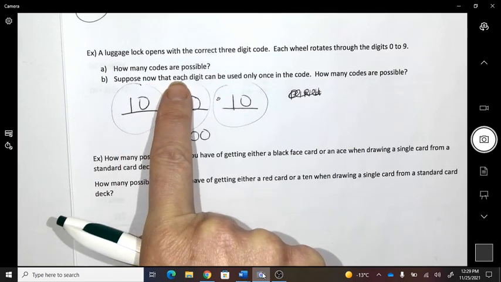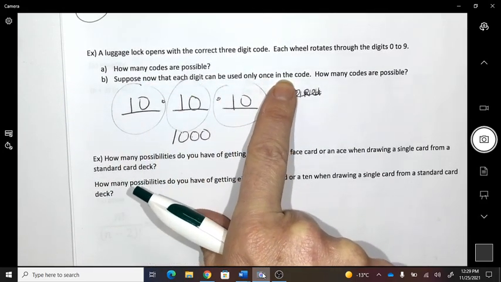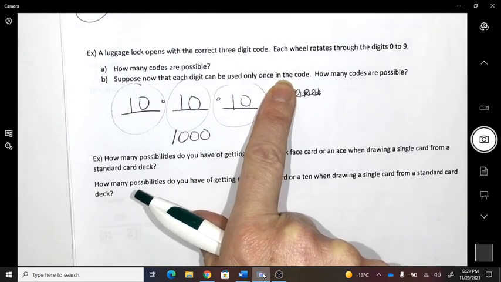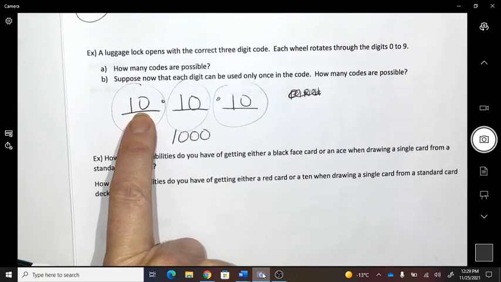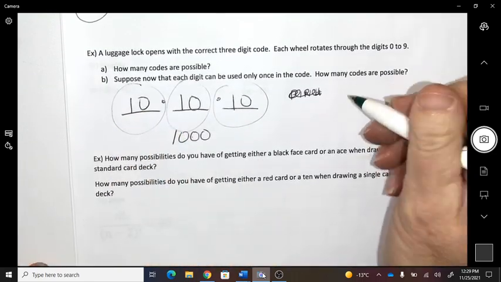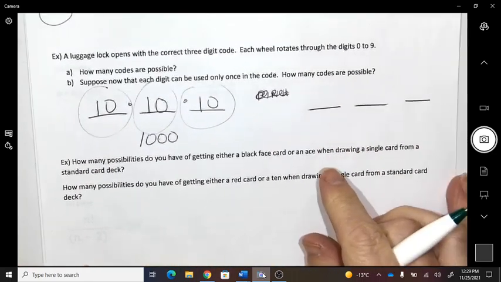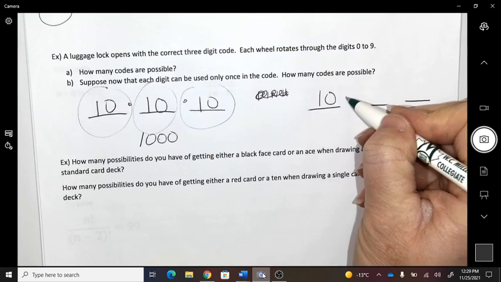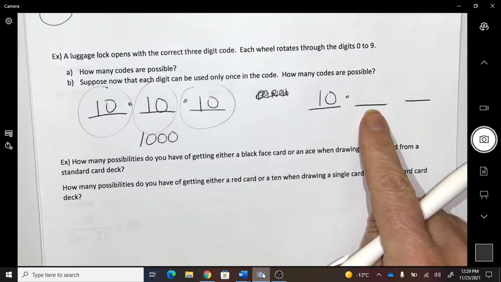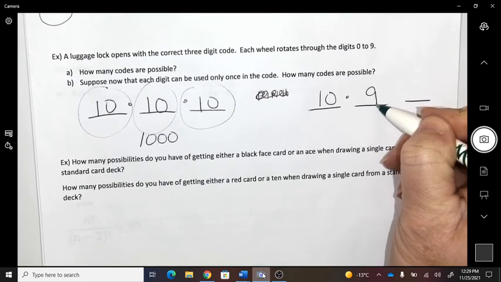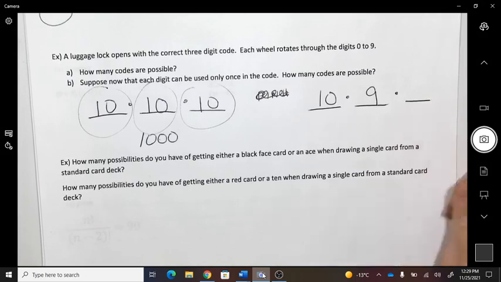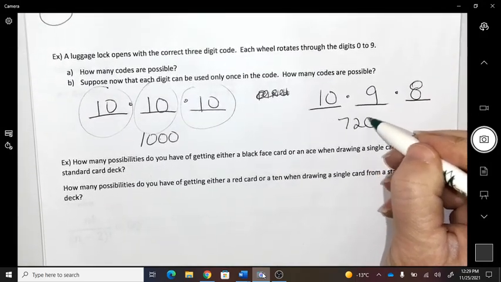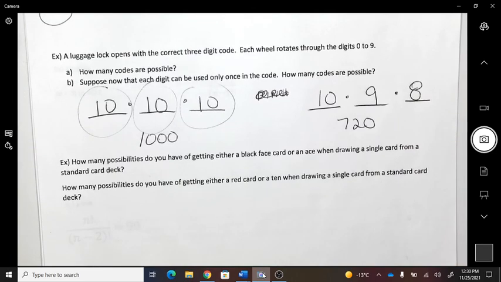Suppose now that each digit could only be used one time. So you can't repeat it. So let's pretend I used an 8 here. Now the 8 is out of the options. So how many options would I have on my first wheel spin? 10. How many options would I have now? Now I only have 9 numbers to pick from because I can't repeat the one I used. How many options do I have here? 8. So now that's 720 different digit codes.